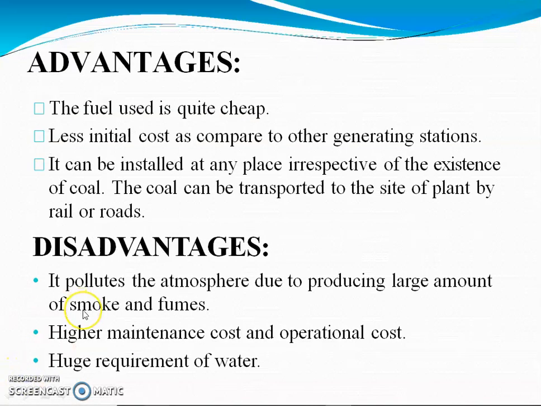So these are all the advantages and disadvantages of the thermal power plant. The main advantages are that the fuel used is quite cheap, and there is less initial cost as compared to other generating stations. It can be installed at any place irrespective of the existence of coal. The coal can be transported to the site of the plant by rail or roads. So the following are the disadvantages of a thermal power plant. It pollutes the atmosphere due to producing a large amount of smoke and fumes, higher maintenance cost and operational cost, and a huge requirement of water.